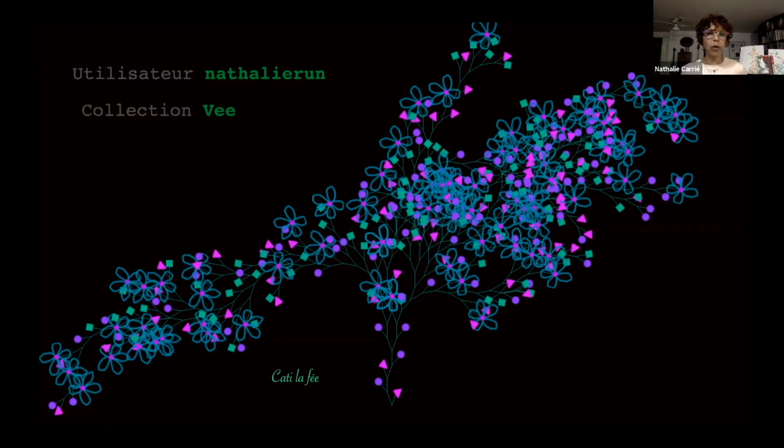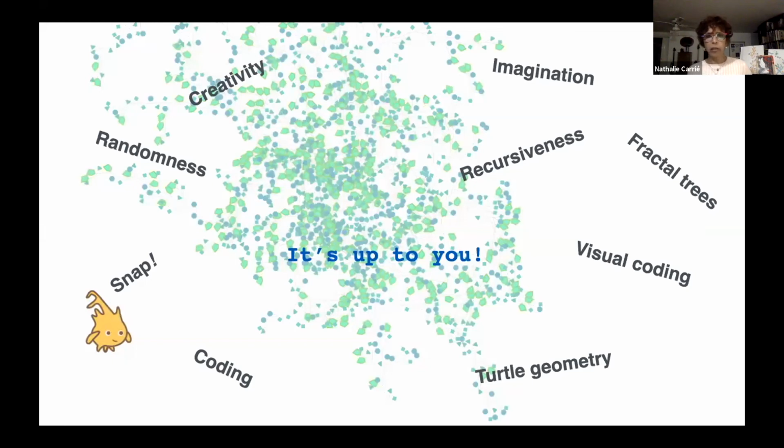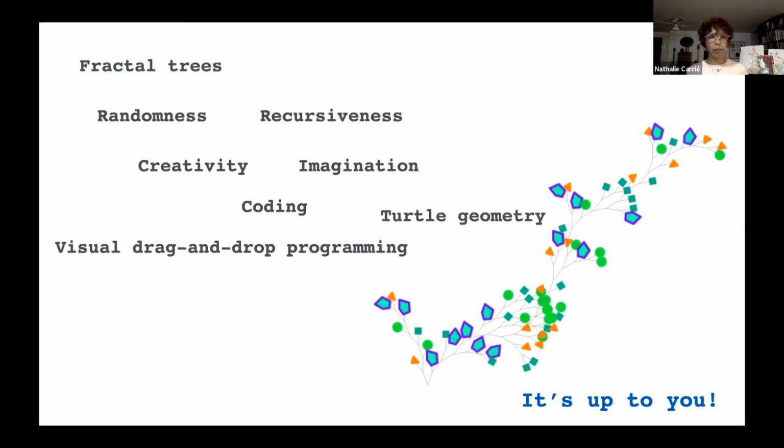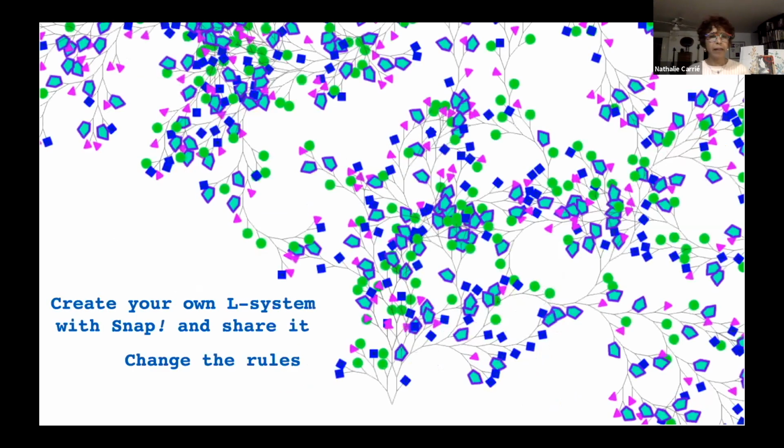So user Nathalie Run, collection V. So use your creativity, imagination, randomness, recursiveness. It's up to you. Visual coding, of course, turtle geometry. Snap, of course, and then create your own L system with Snap and share it and change the rules. I call this one Sand Blackberry, which is a Rubus alcifolius.